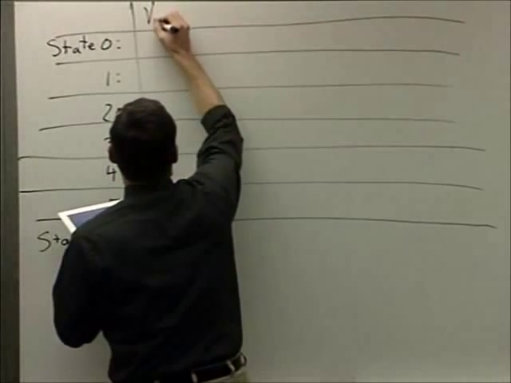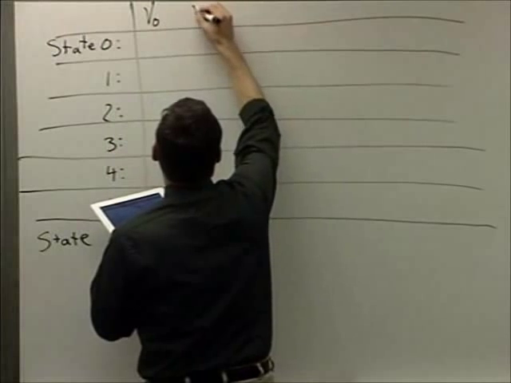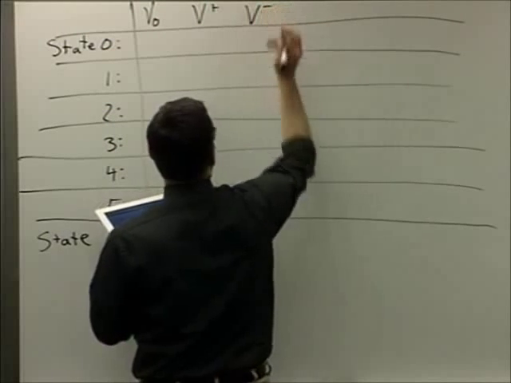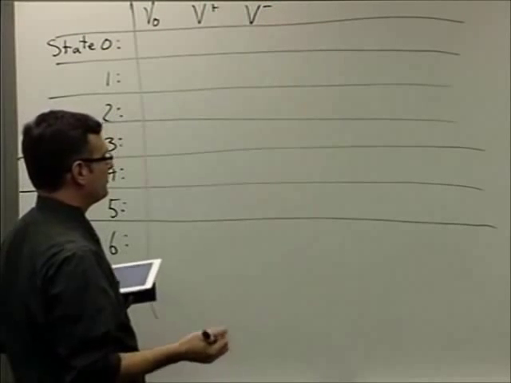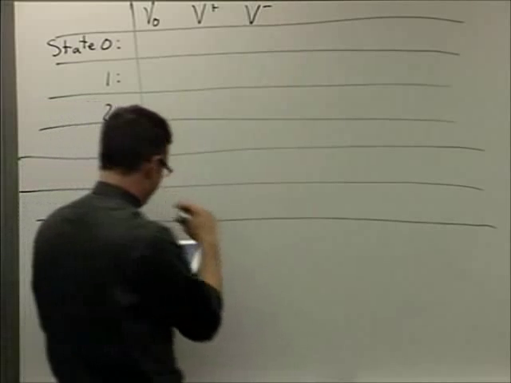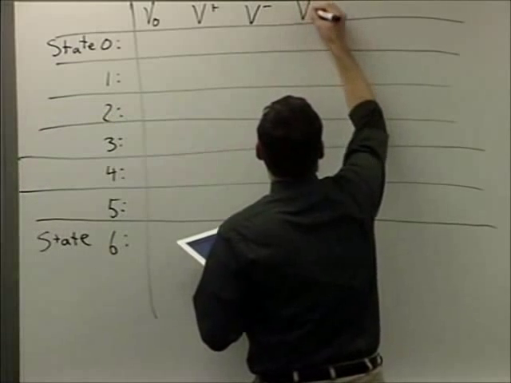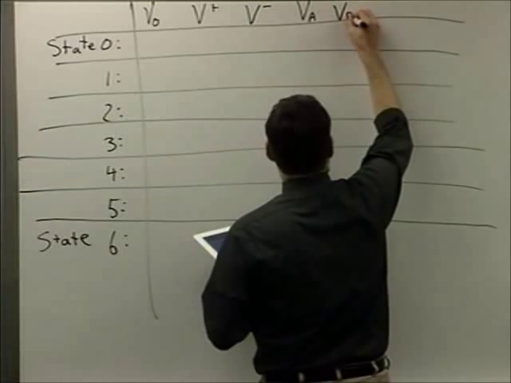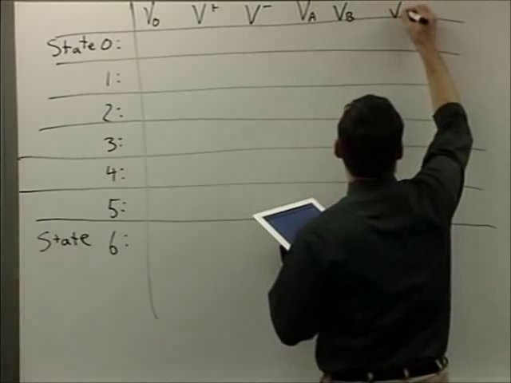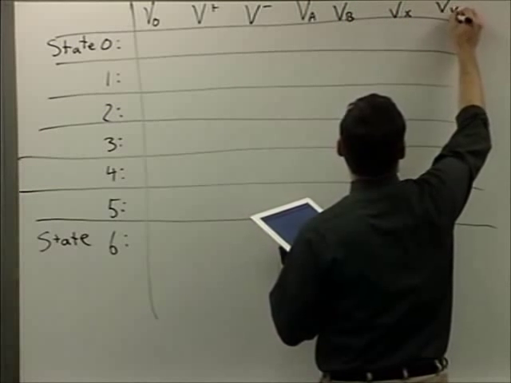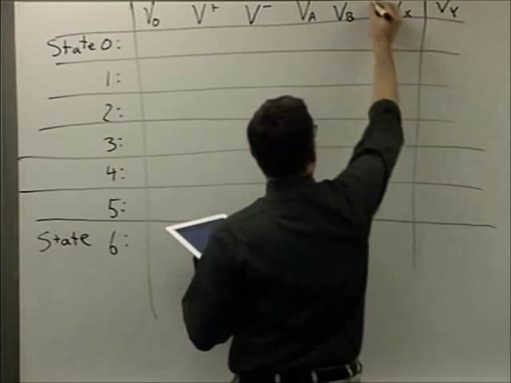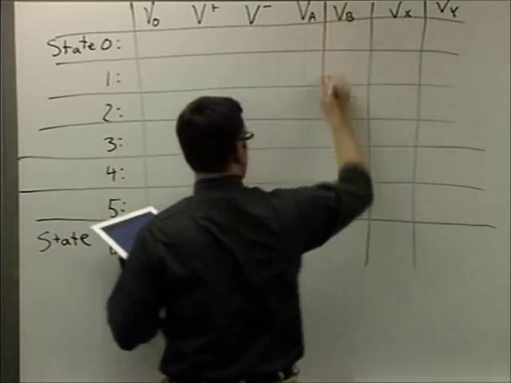V naught, voltage at the front of the line, V plus and V minus, the forward and backward propagating voltages on that line, VA and VB, and total voltages VX and VY. Let's go ahead and make a nice chart in your notes.